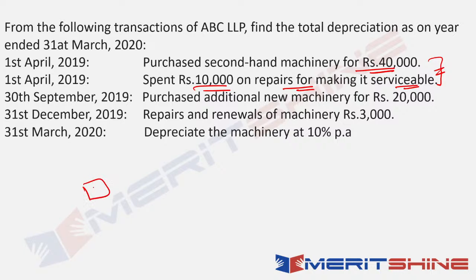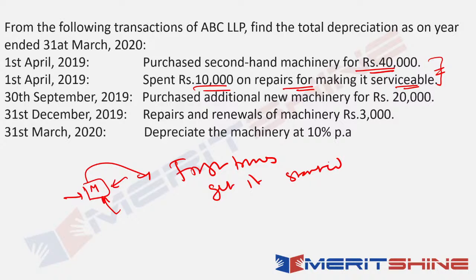Whatever machinery you buy, to install it, to get it functional, to get it started the first time, whatever expenses you are incurring to get it started the first time will all come under the cost of that machinery. So this amount, this 10,000, which was required to get it started and start your production or to make it of any use to you, will all get added as the cost of the machinery. That's concept number one, right?